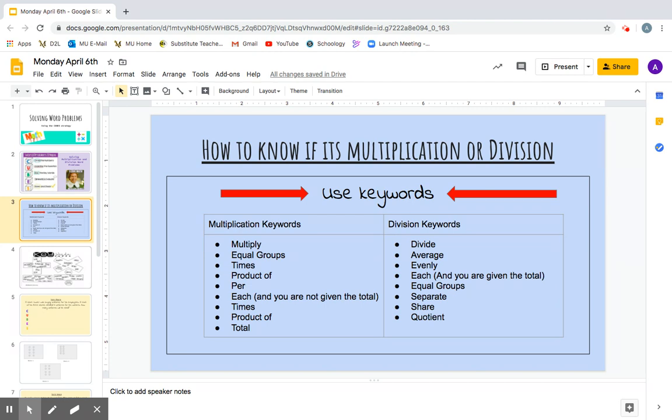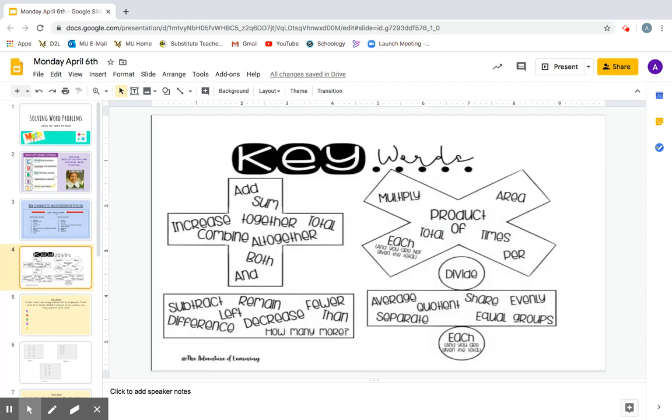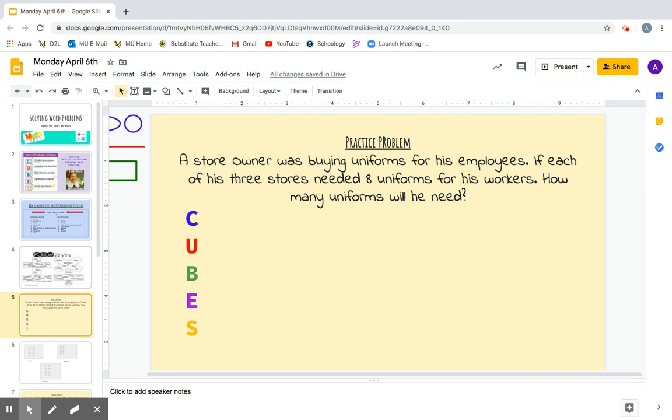So those are some keywords that you can look out for in the word problems to help you identify whether you're going to multiply the numbers or divide the numbers. And here is a chart just to show. This one has the addition and subtraction ones, but we're just looking at multiplication and division ones for this week. So let's jump into a practice problem.